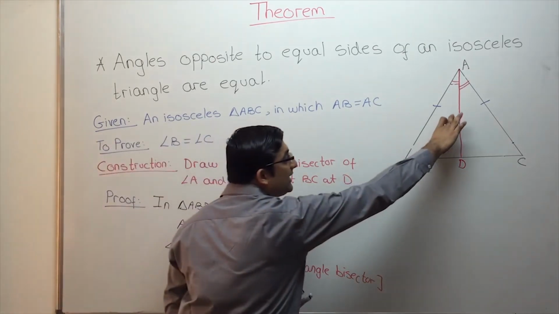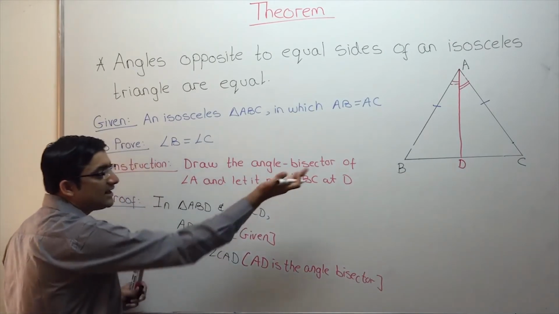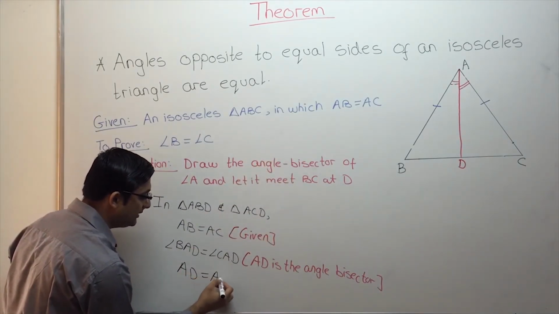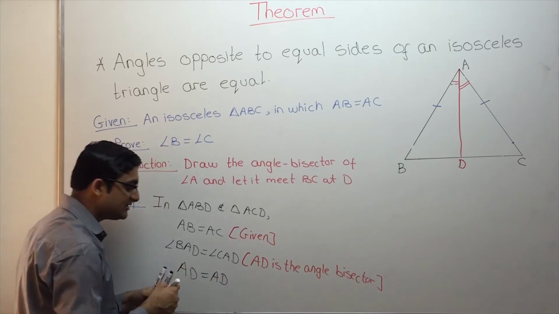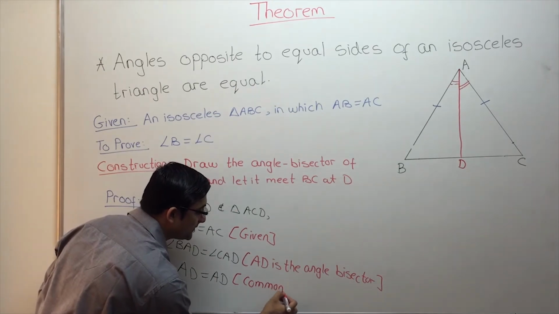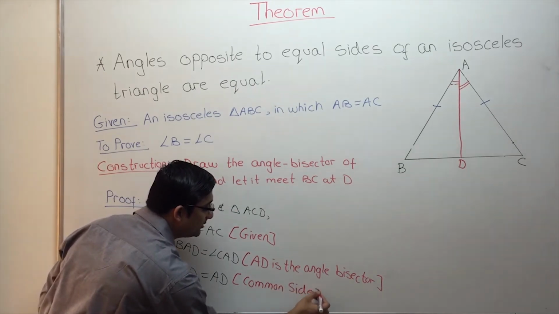Next, what do I know about AD? AD is the common side. That is, AD is part of both the triangles. So AD is equal to AD. What is the reason? Common side. So write in bracket, common side. Don't forget to write these reasons in the bracket.